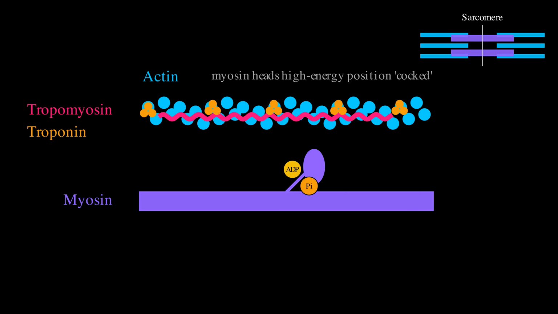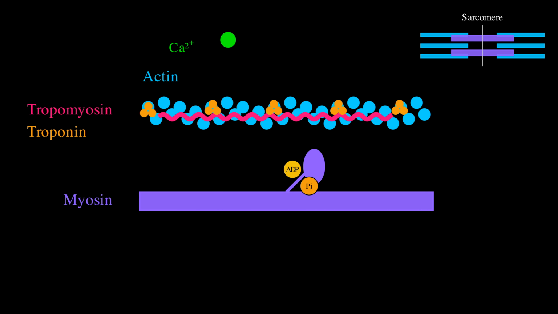This is because they have stored potential energy from earlier hydrolysis of ATP, and you can see ADP and phosphate attached to the head. We'll look at ATP hydrolysis later, as it's a later step. In this position, when the muscle is resting, the tropomyosin has blocked the actin-myosin binding sites. This means myosin can't bind to actin and muscle contraction can't happen.